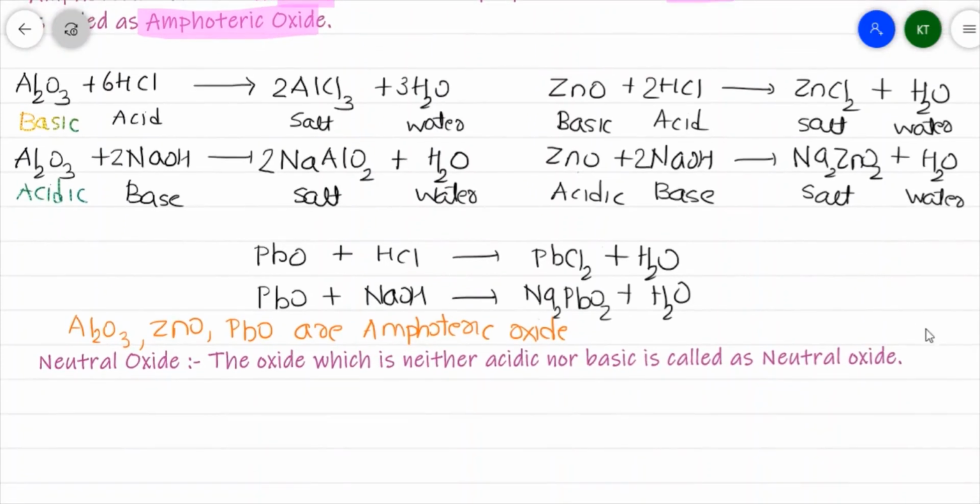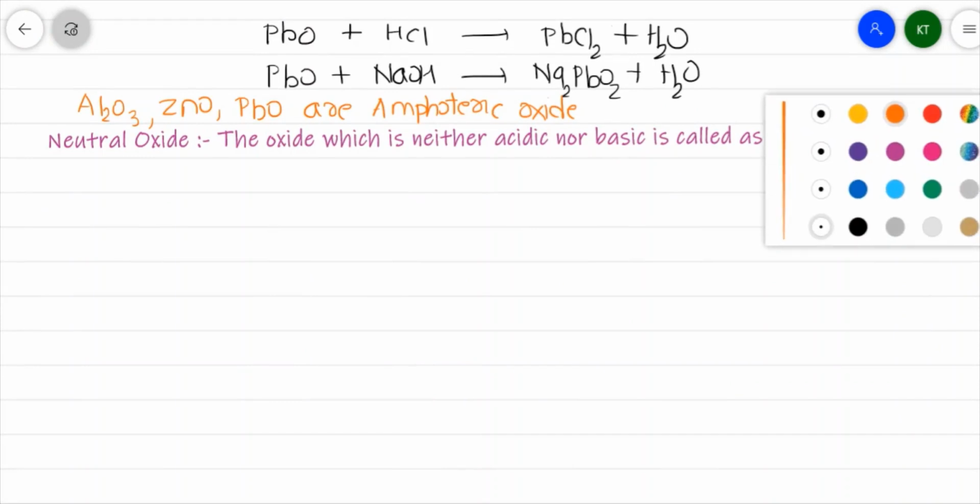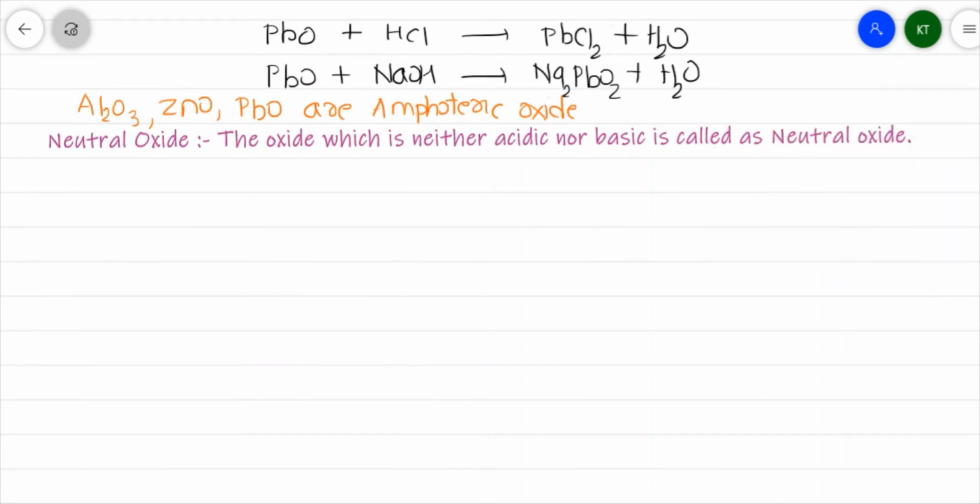Now, the fourth and the last category which we have is called neutral oxide. So what is this neutral oxide? An oxide which is neither acidic nor basic. That means this oxide does not react with acid, and does not react with base, so as to form salt and water. That's called a neutral oxide. It is not amphoteric, because amphoteric has to show properties of both acidic as well as basic, but these oxides do not show any property of acidic as well as basic oxide. Those are called neutral oxides.